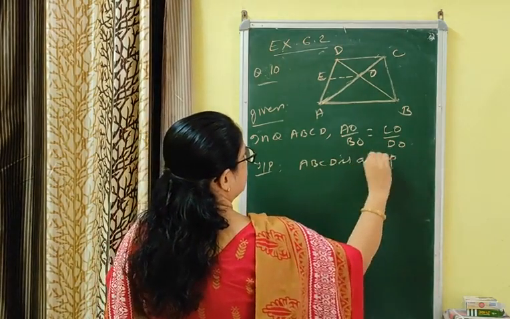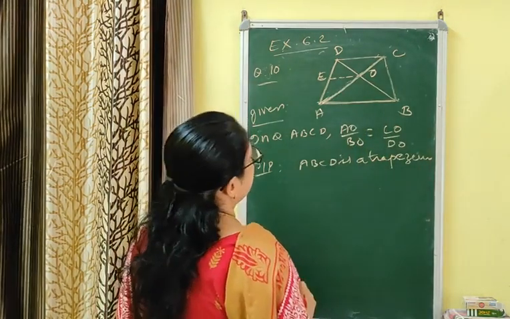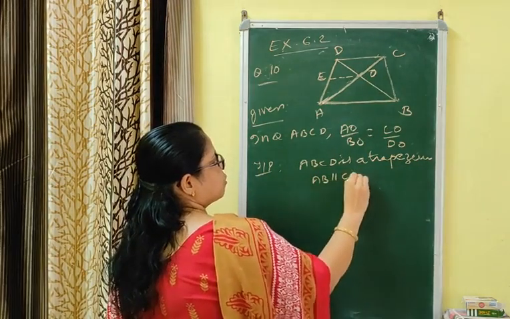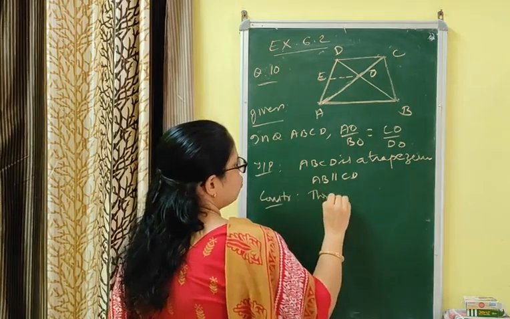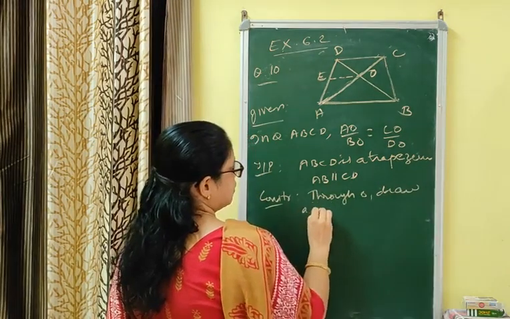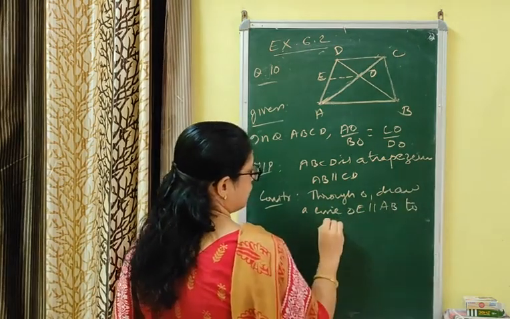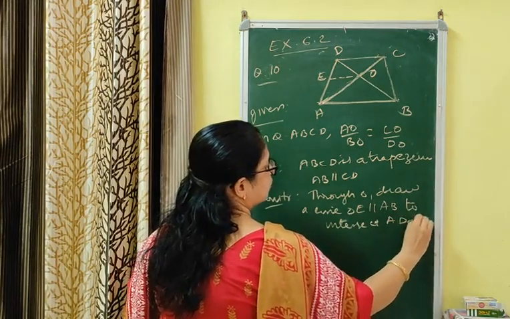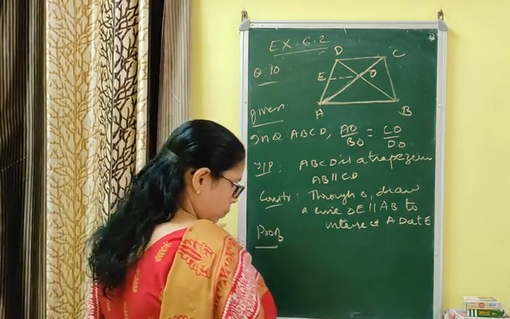In order to prove that ABCD is a trapezium, you have to prove that either AB parallel to DC or AD parallel to BC. AD parallel to BC is not possible, so you have to prove AB is parallel to CD. Now again construction, like in the previous question: through O, draw a line OE parallel to AB to intersect AD at E. Now proof. What do you have to prove?